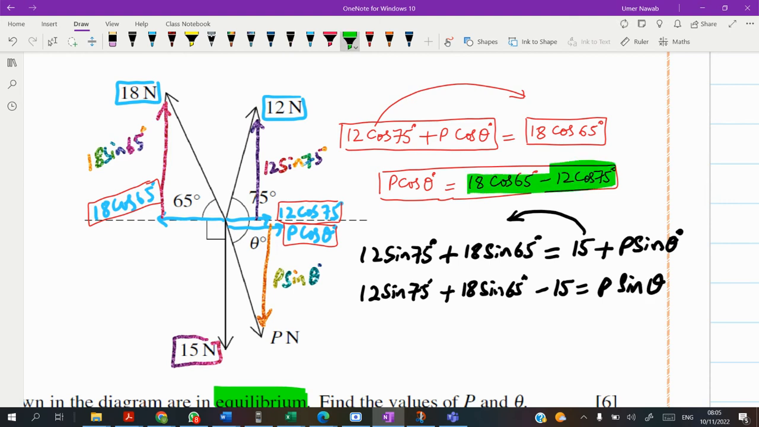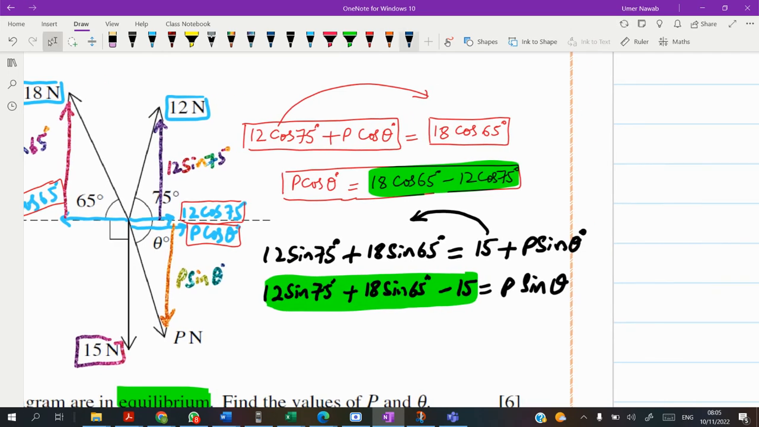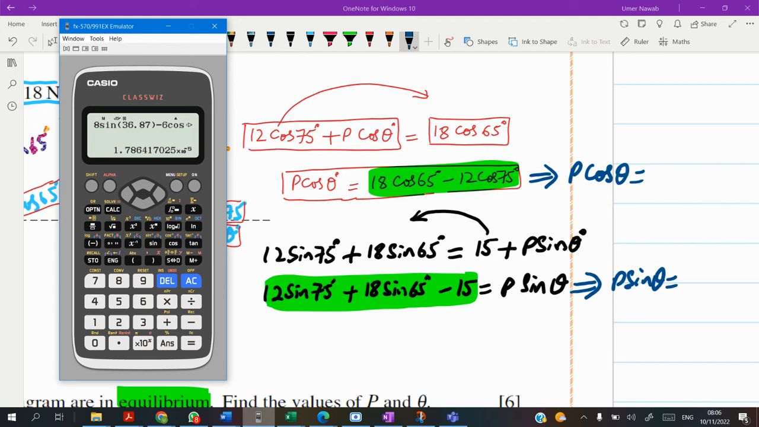Let's try to calculate these values. So it will give you what? P cosine of theta is equal to what? And P sine theta is equal to what? Use the calculator: 18 cosine 65, close the bracket, minus 12. Don't forget in the exam to close the bracket, otherwise everything you write in the calculator comes in the angle of cosine. So be careful, bracket open and bracket close. Only 65 is an angle. So 12 cosine of 75, close the bracket, get your answer.